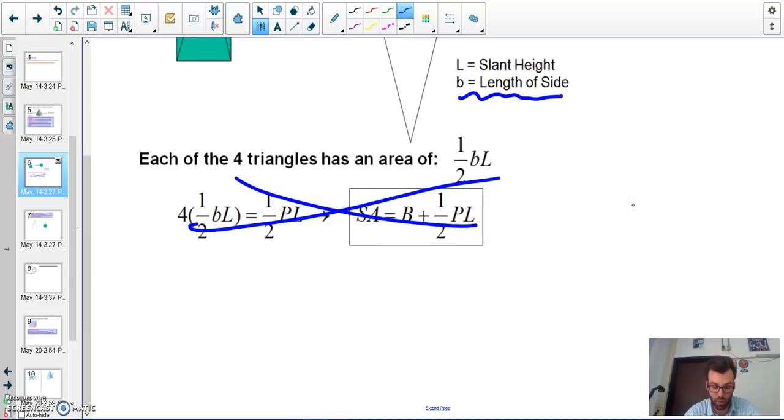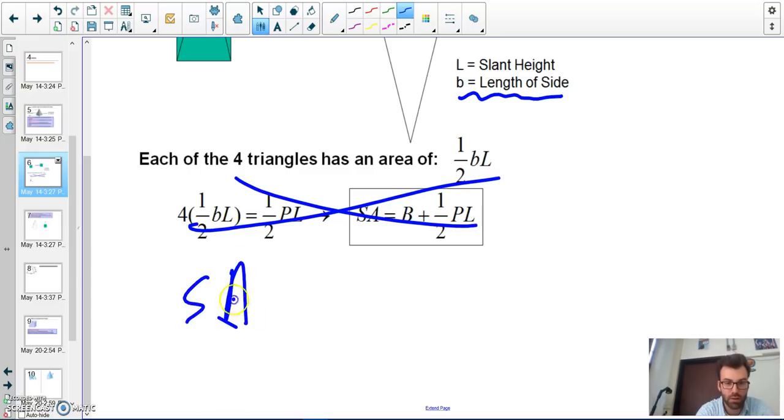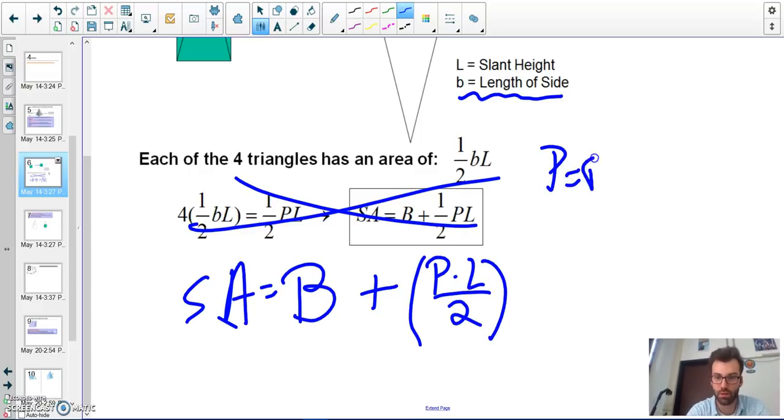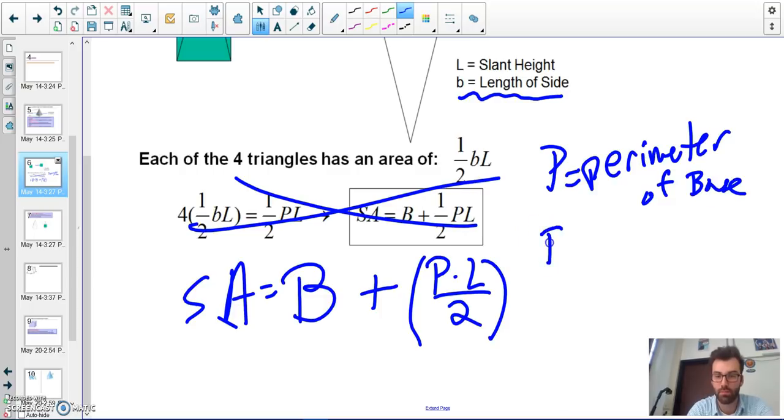Another way to do it would be to take the area of my base and add the perimeter of my base times my slant height divided by 2. Remember, P equals perimeter of base, and capital B equals area of your base.